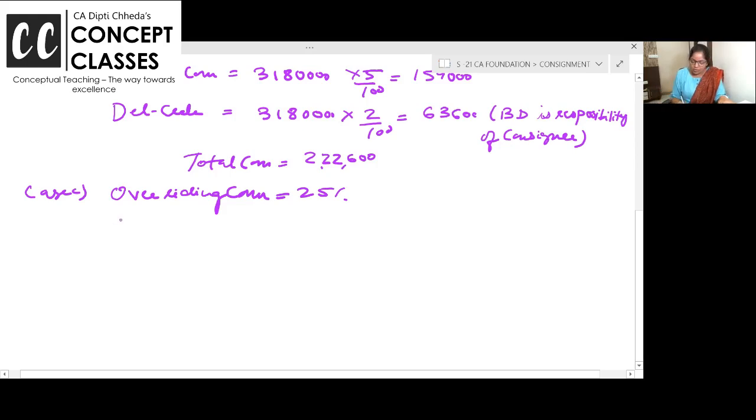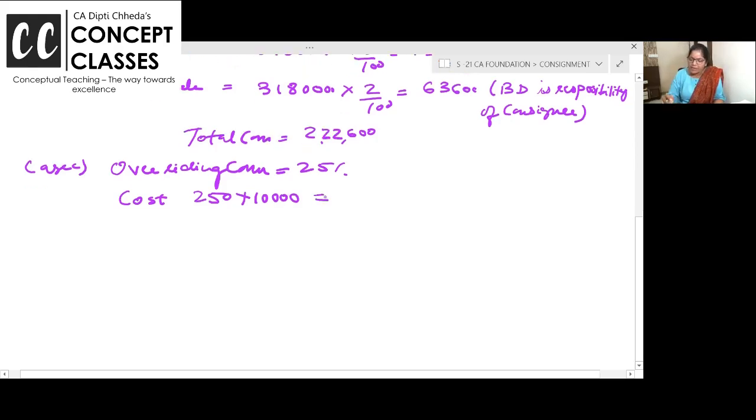Goods costing 250 units at 10,000 a unit. Write down. Go on writing as I am writing. I'll re-explain again. What is the cost of 250 units when you are sending? 25 lakhs. And cost plus profit is the normal selling price.